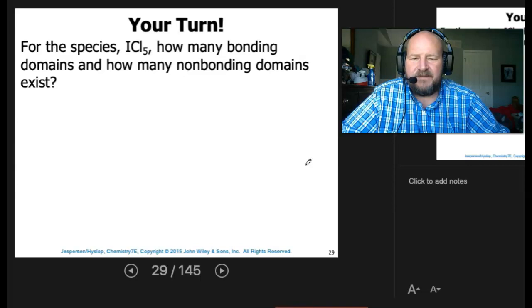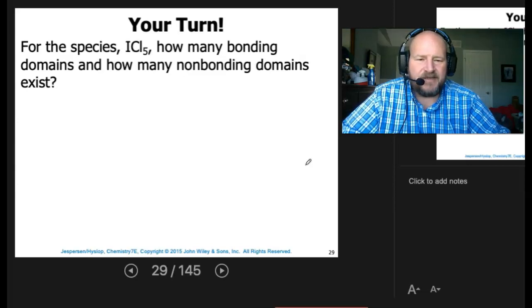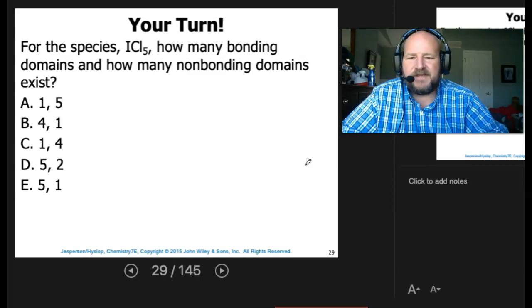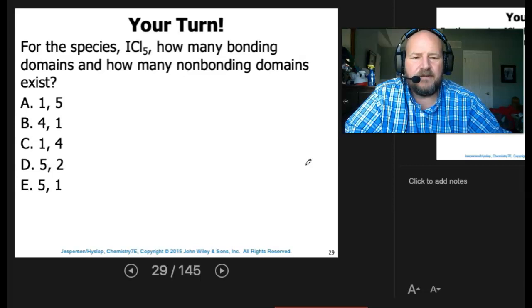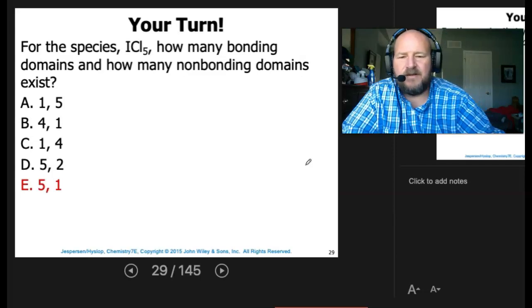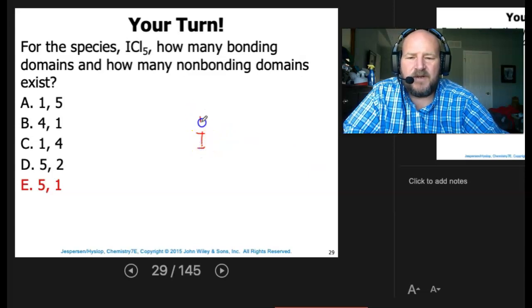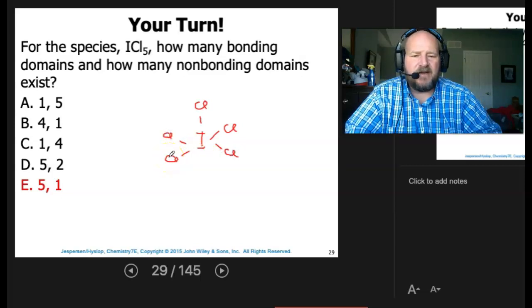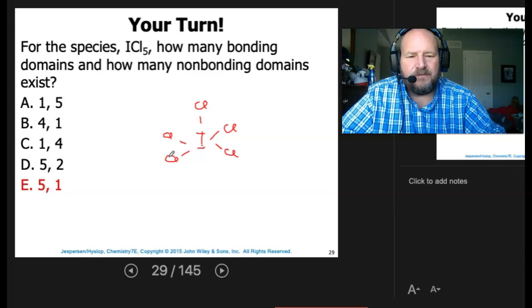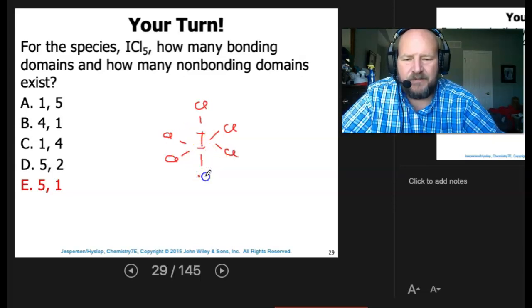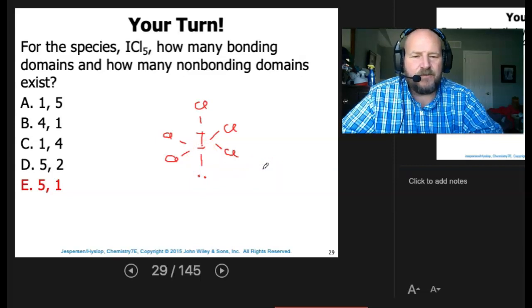For the species ICl5, how many bonding domains and how many non-bonding domains exist? Again, you might have to draw that out. Hopefully you come up with 5-1. Right? So again, might need to draw it all out. We get I, Cl, Cl, Cl, Cl, Cl. Then you count how many electrons you have. Well, we have 6 atoms, each with 7. So we have 42 electrons total, which means when we do our electron count, we know we're going to end up with a lone pair down on the bottom, and that's going to be square pyramidal.